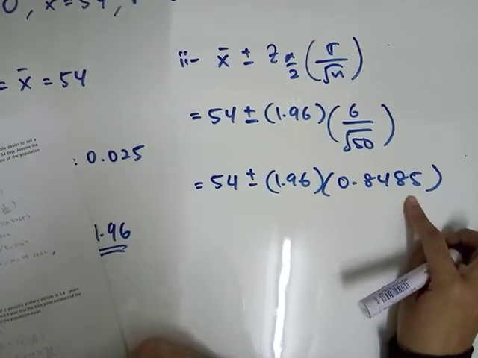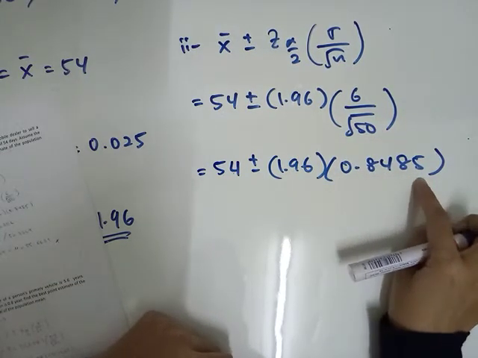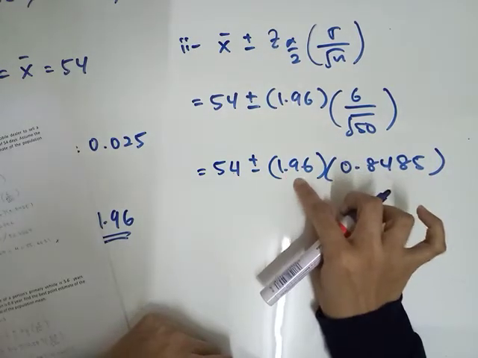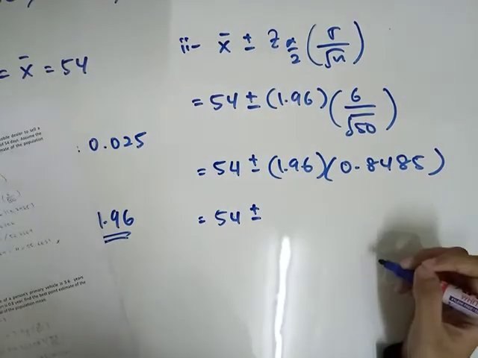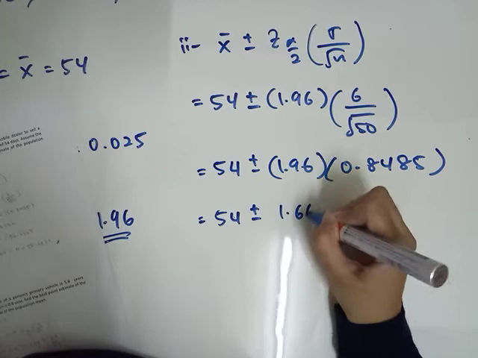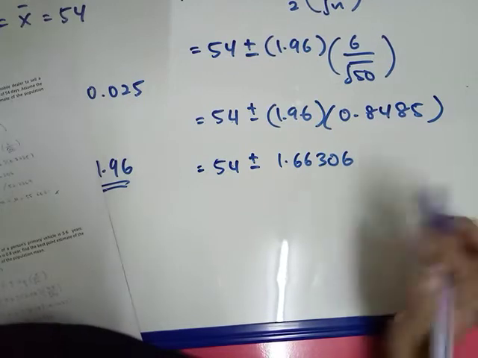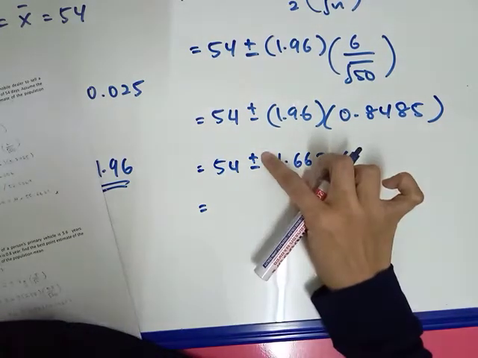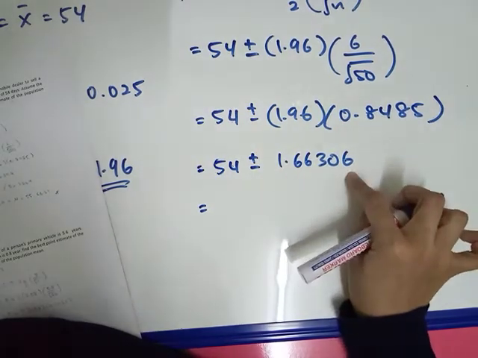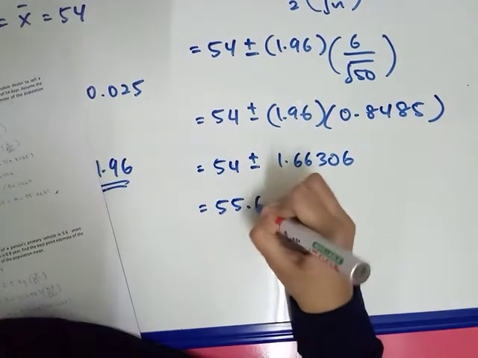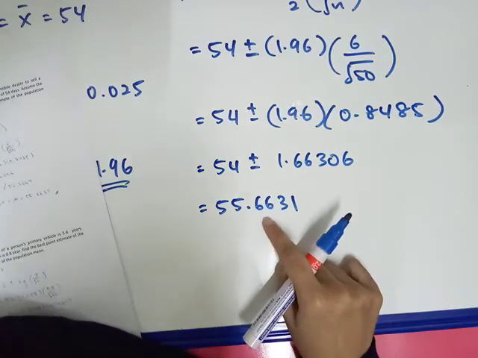Okay, jangan calculate terus. Calculate one by one. 6 divided by square root 50 is 0.8485, and then times 1.96. You will get 1.66306. And then 54 plus, plus dulu, 54 plus 1.66306, you will get 55.6631. Okay, you have to take 4 decimal places.